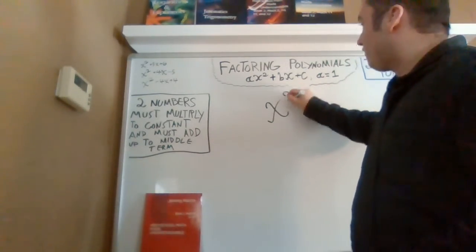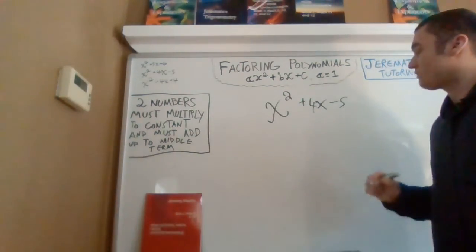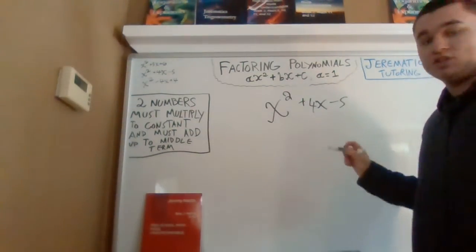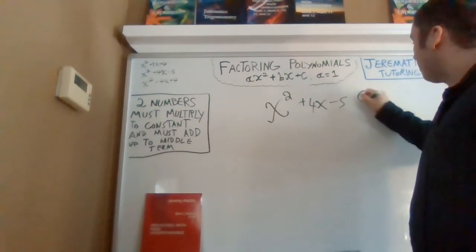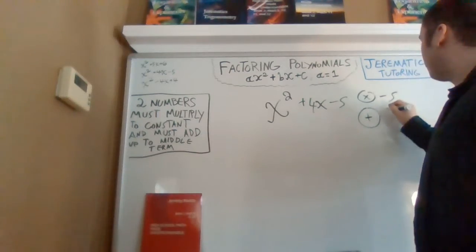X squared plus 4x minus 5. So we need to find two numbers that multiply to our constant, negative 5. Don't forget that negative. And we need to find two numbers that add up to 4.